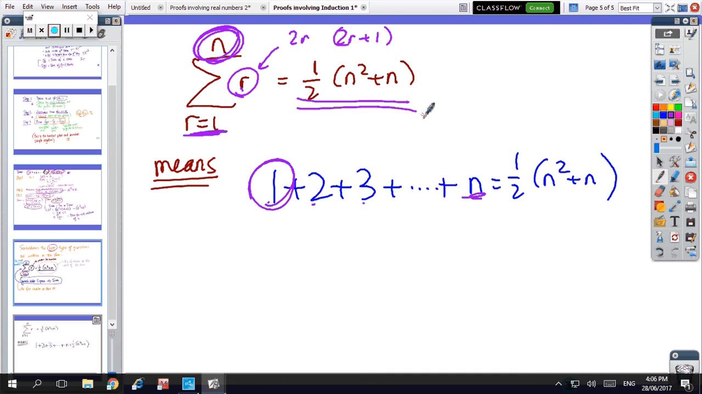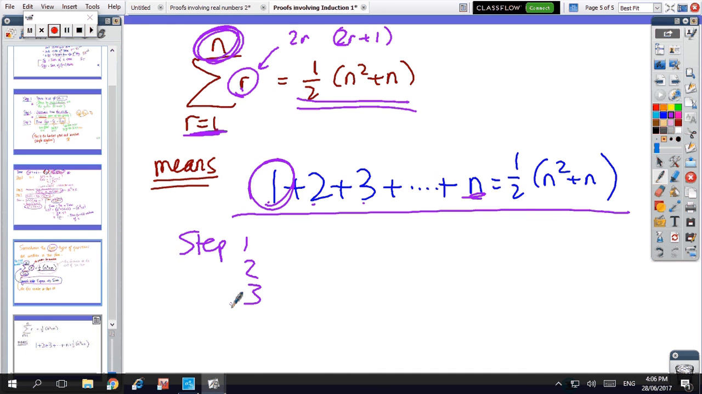Once you've got it in that form, then you just do your step 1, step 2, step 3, and the answer will work out.